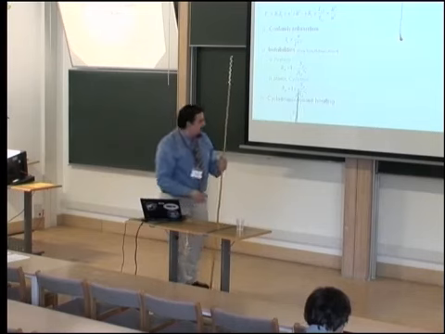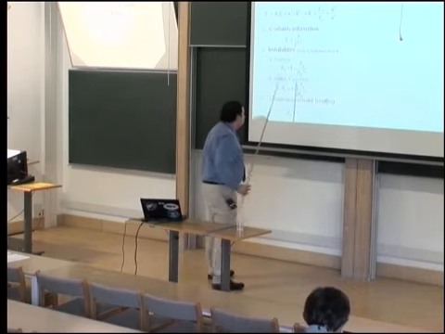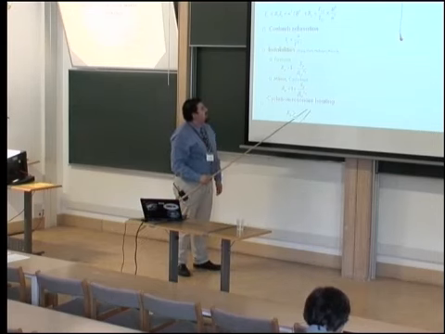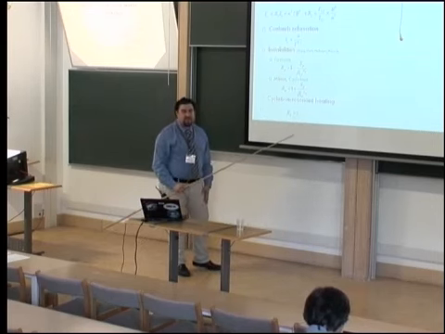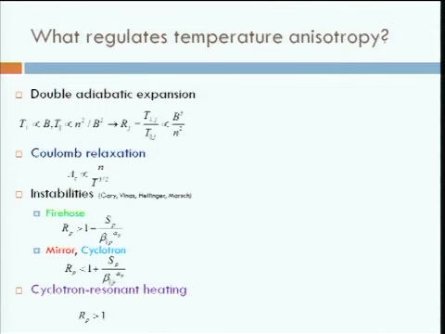All right. And there's another general process that could change our temperature anisotropy, and that's, I'll call it cyclotron resonant heating. There are a lot of theories that could give you preferential perpendicular heating.